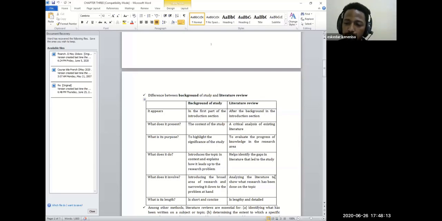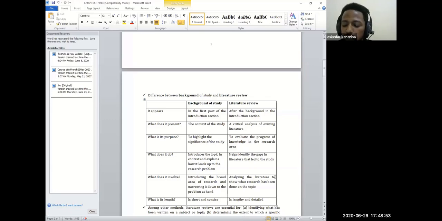Let's see the important points in the process of making a literature review. In the early phase, the first task that you are going to make is to identify what has been read and what has been written on the topic that you are dealing with. Therefore, the first step in the work of literature review is to identify what is written and what is not written.